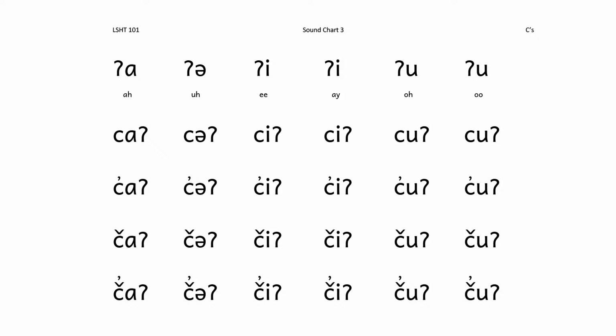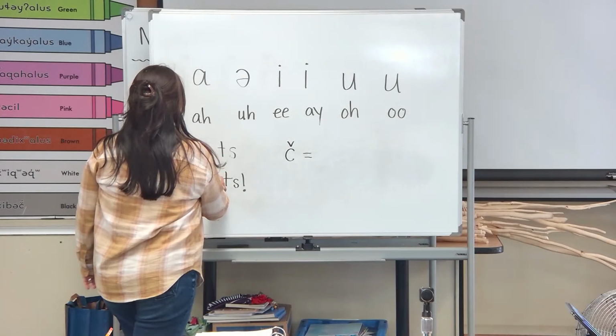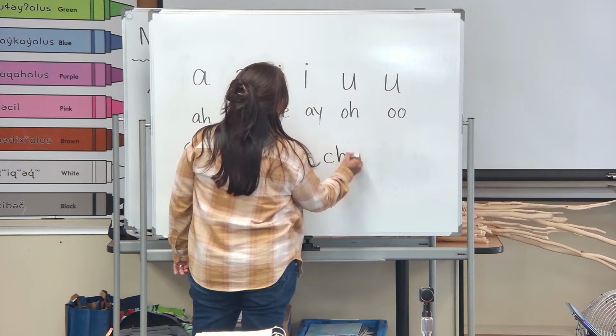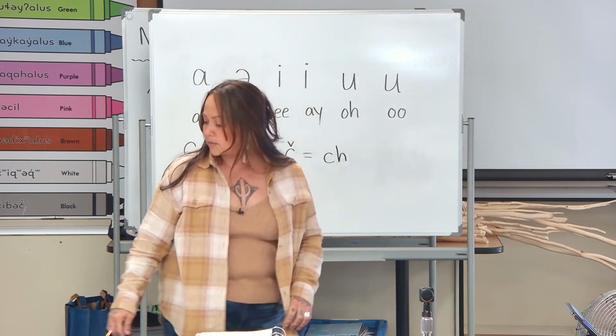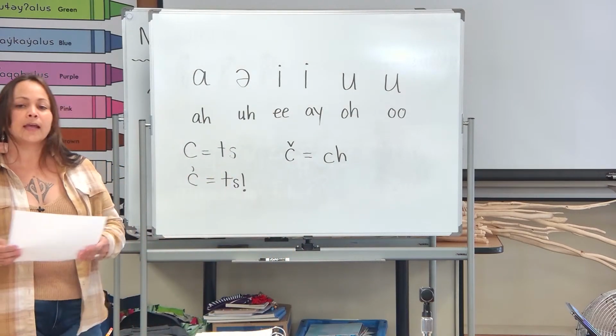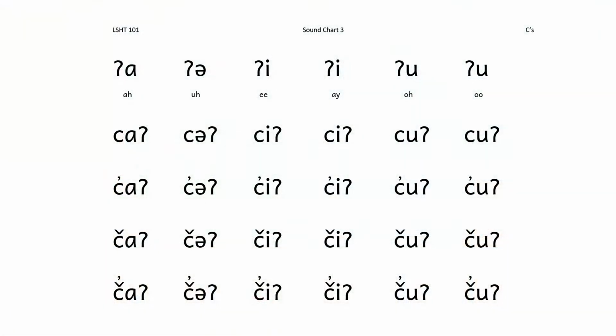What sound does our C wedge make? A CH. Ch. Starting with that third line, acting like there's no glottal stop for our first round. Cha, cha, chi, che, cho, chu. Let's add the glottal stop. Cha, cha, chi, che, cho, chu.